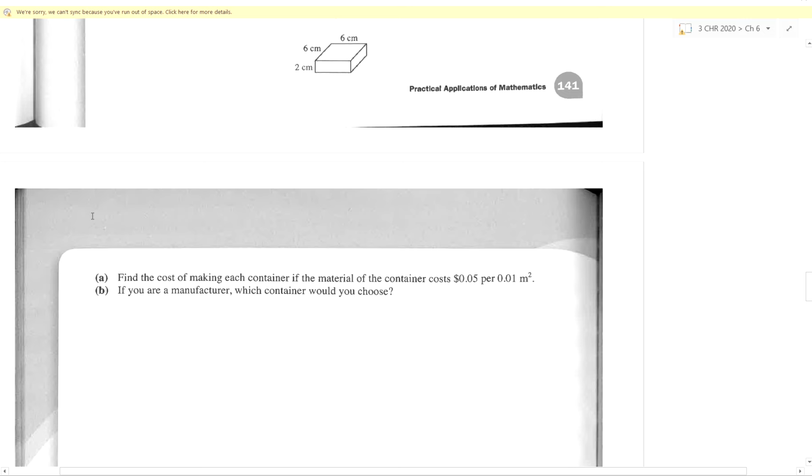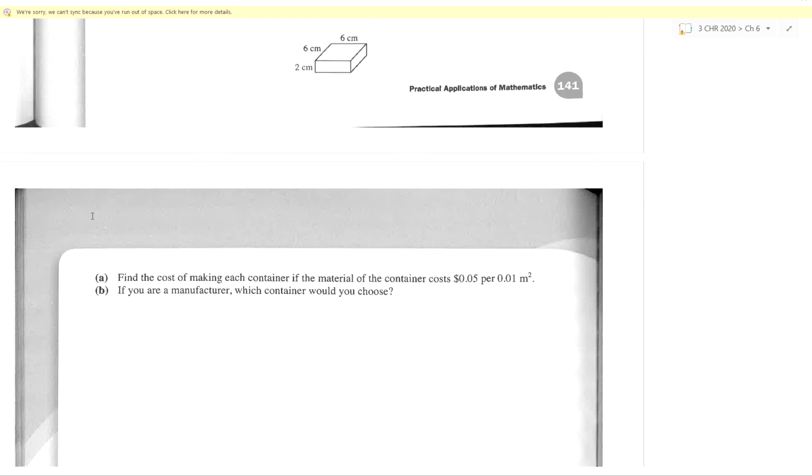And now they tell you that the material to make the container, for every 0.01 square meters, this is an area. For every 0.01 square meters, it costs 5 cents. Not too expensive. It's probably just paper or cardboard. If you are a manufacturer, which container will you choose? Great. Let's pretend that we are all manufacturers now.